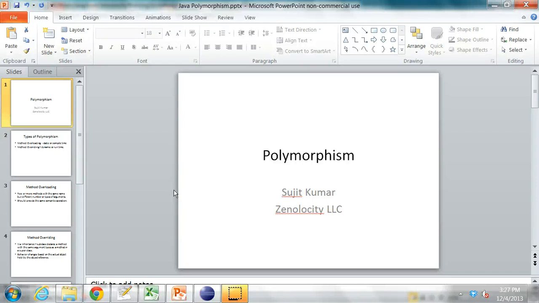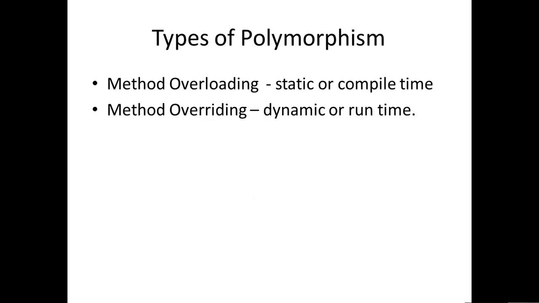So in this class I'm going to cover what polymorphism means in Java. In Java there are basically two kinds of polymorphism. One is called method overloading, also called static polymorphism or compile time polymorphism. And the other is method overriding, which is also called dynamic or runtime polymorphism. As the name implies, in method overriding, the method that gets executed is resolved at runtime.